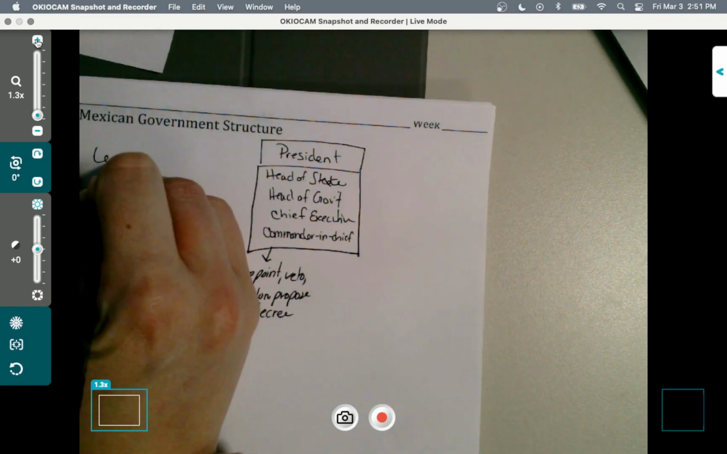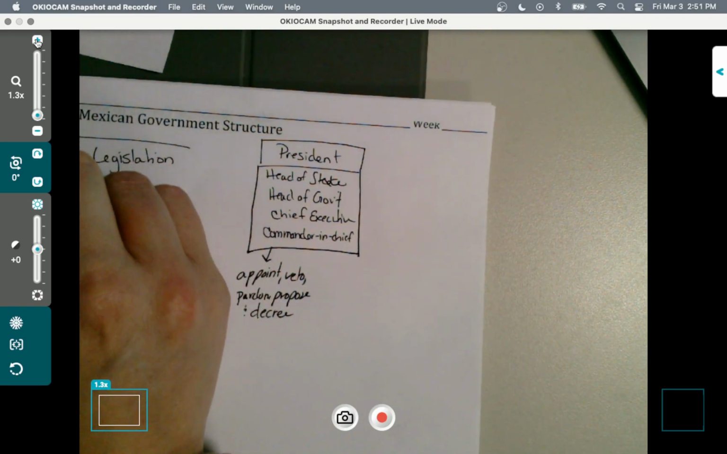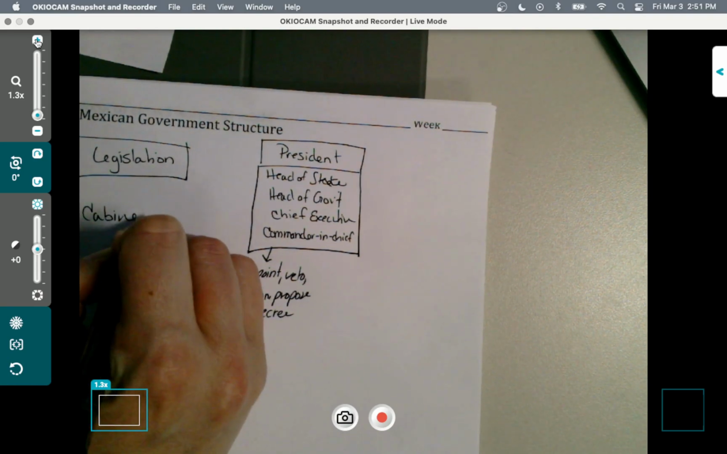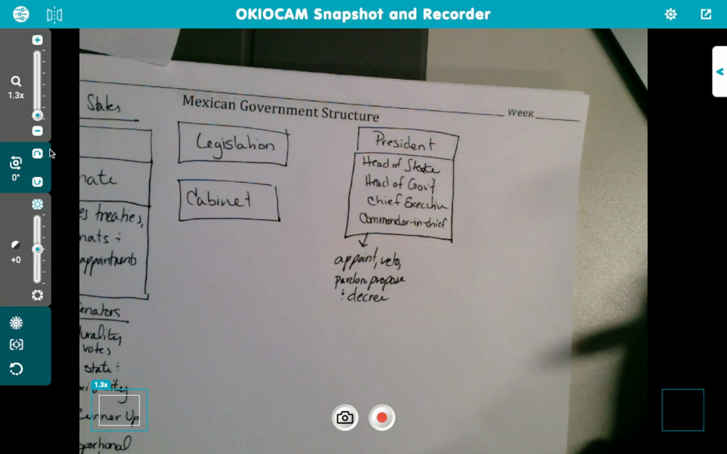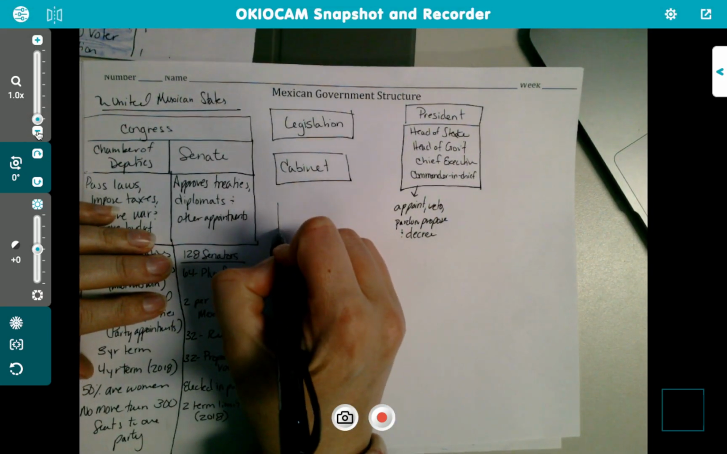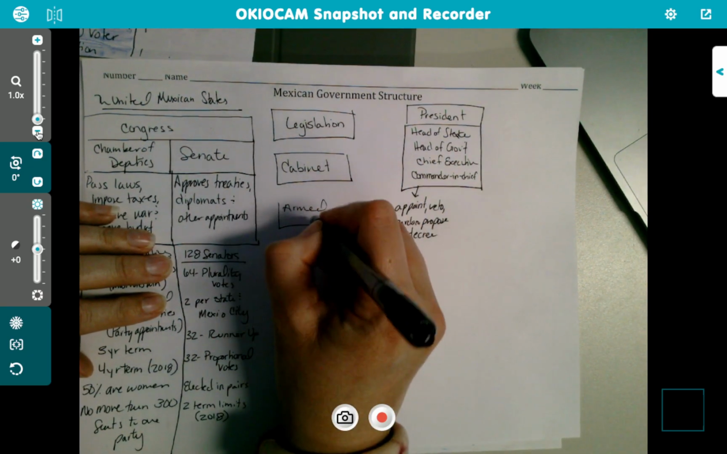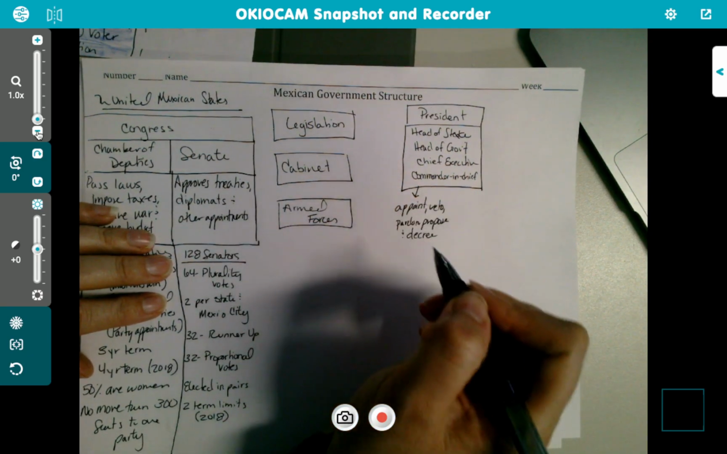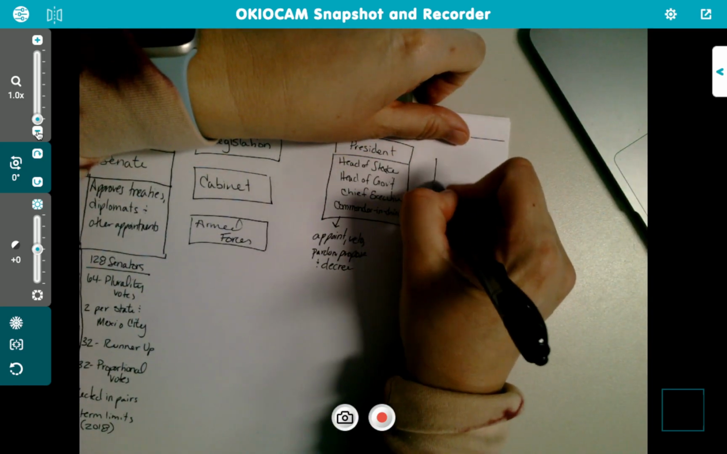Okay, legislation. Just write these down. It'll make sense in a little bit. Legislation. Then you have the cabinet. Then, and then you have the armed forces. Okay, then over here you have the Supreme Court.